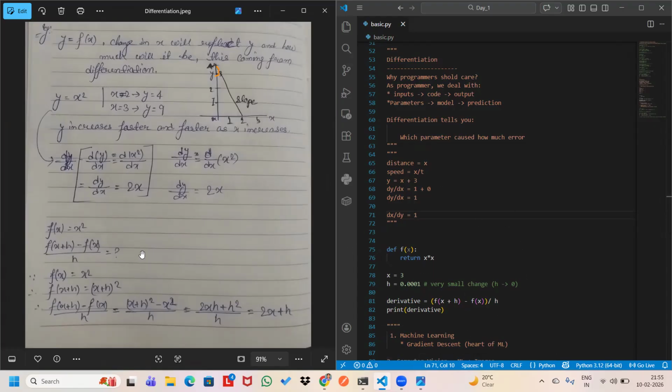So first I'm discussing it like a normal math process. Suppose you have a function f(x) equals x square. You have a value of the function, and now you have to find f(x plus h) minus f(x), divided by h. Actually, this is a basic concept of limit, but right now just try to understand it with respect to differentiation.